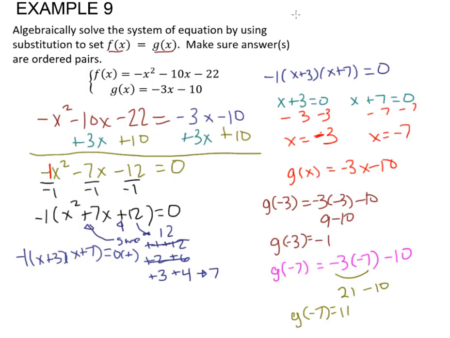So your two solutions are, okay, we take our two x values, which was negative 3 was the first one, and that gave me negative 1. All right, then the second value for x was negative 7, and that solution led me to 11. And those are your two solution points.